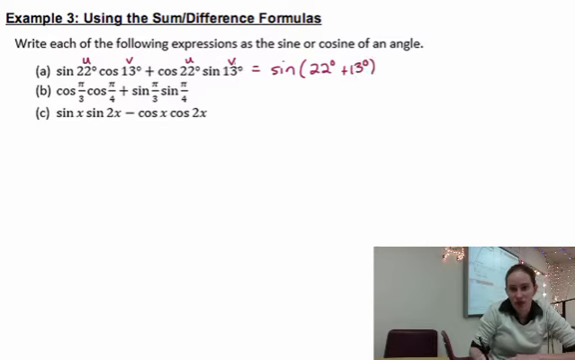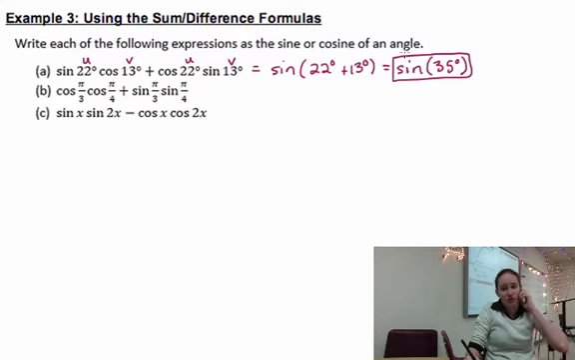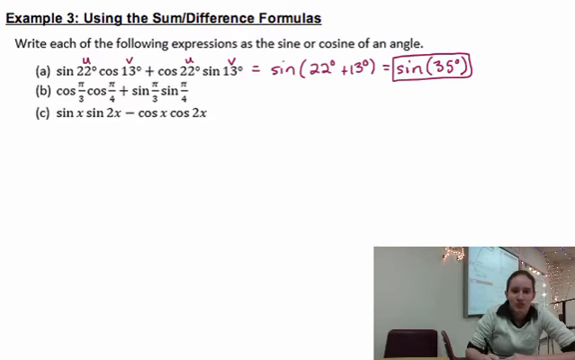So we can rewrite this, which looks like the right side, as the left side and get sine of 35 degrees. That's our answer. If we ended up with something that was on our unit circle, we could go ahead and figure out what that was, but if we don't, then we just leave it as sine of 35. So let's try the next one.